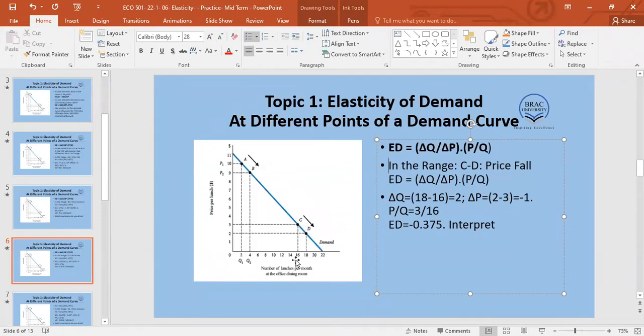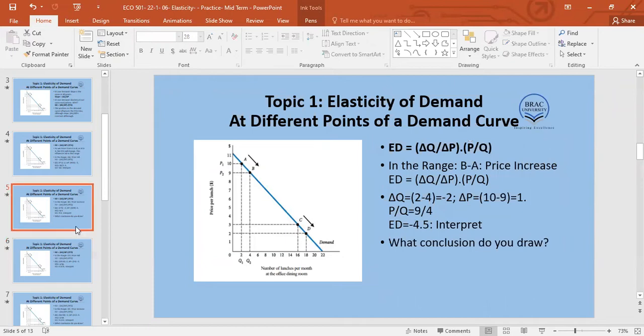Now, somebody asked me a question. Sir, I had a question. Sure. Sir, can you go back to the B to A calculation? Here, if we look at the graph, visually, when we are going from B to A, the price is increasing by 1 unit, the demand is falling by 4.5 units, right, sir?